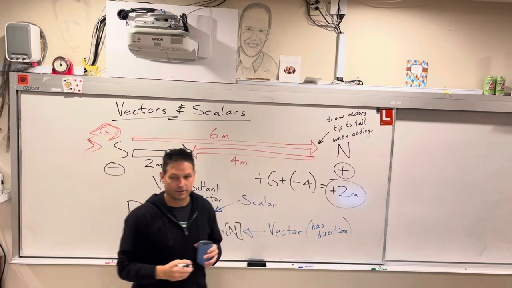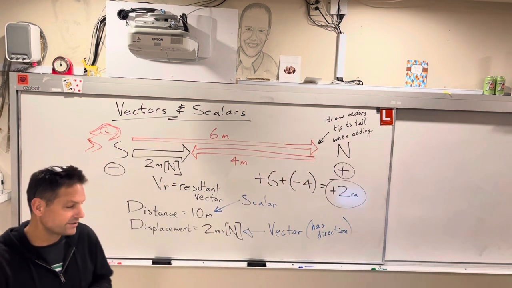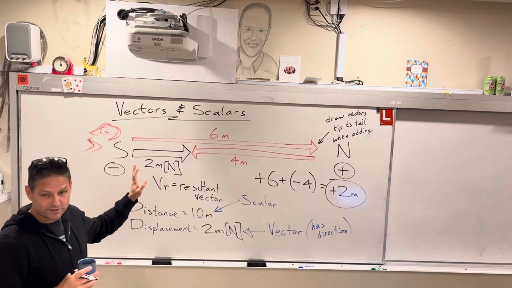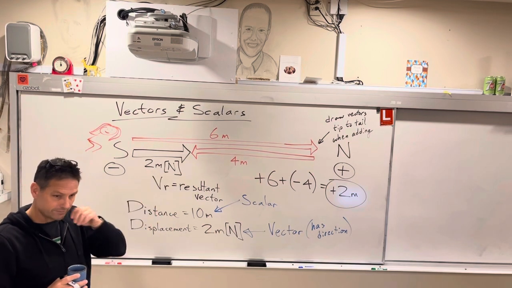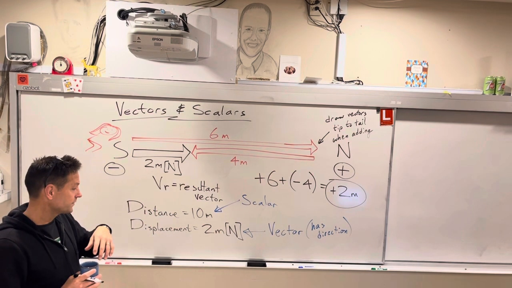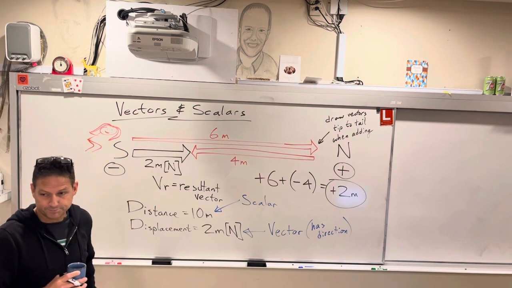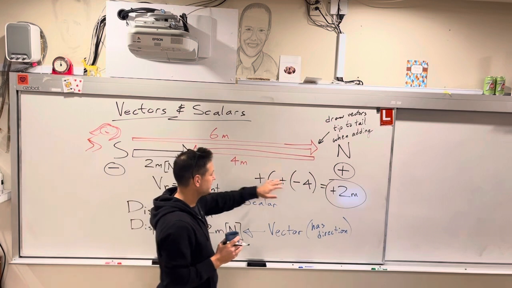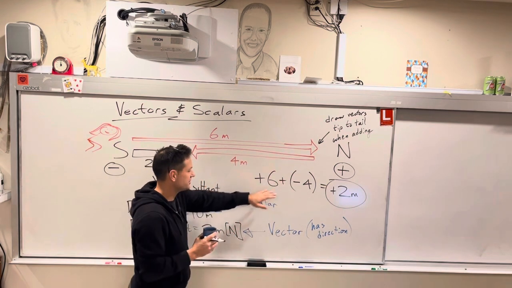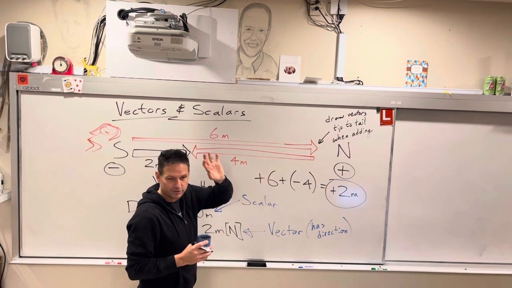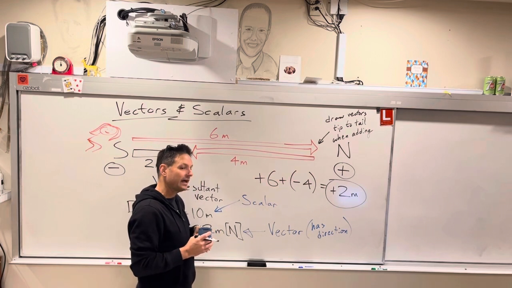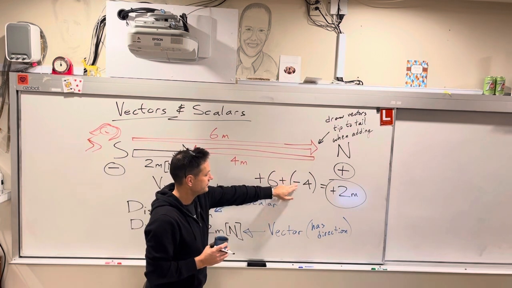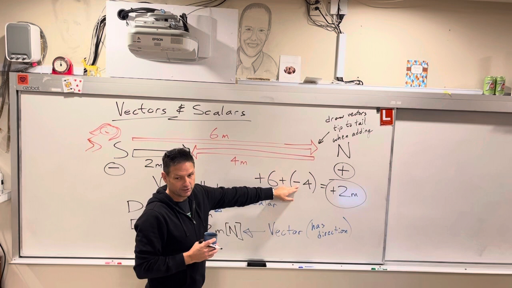Right? This is a really simple example, but this is how we add vectors, and there will be really complicated examples. But the concept is the same. When you take into account the direction, if you're doing distance, it's just 6 plus 4. We don't care about the direction. There's no negative. But if we're adding vectors, this negative becomes a direction.